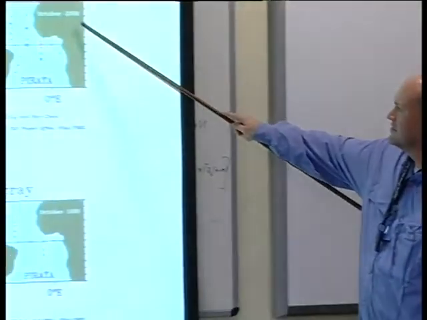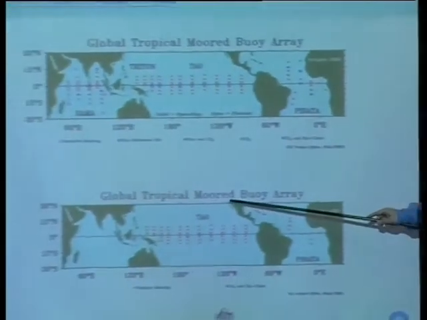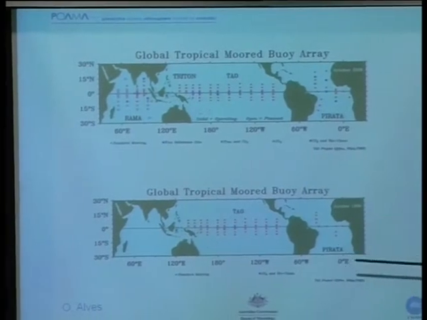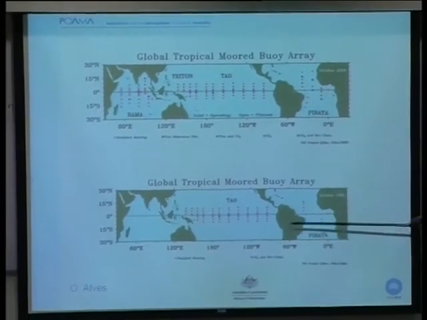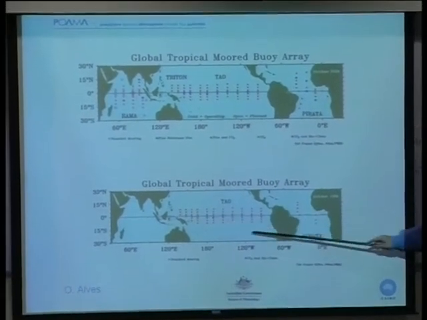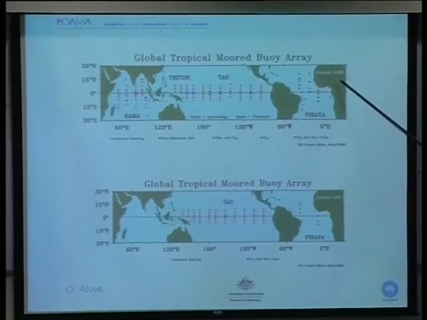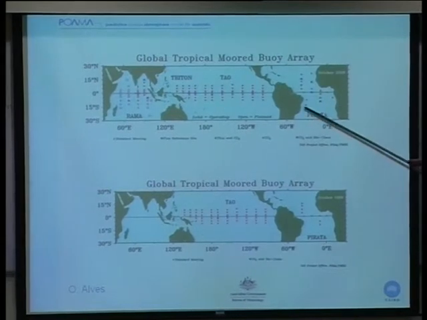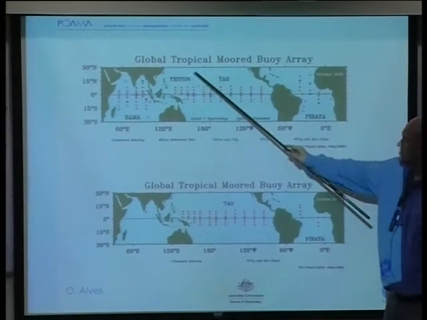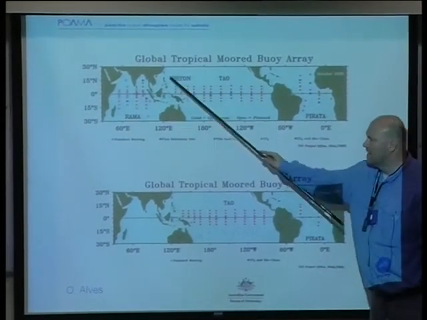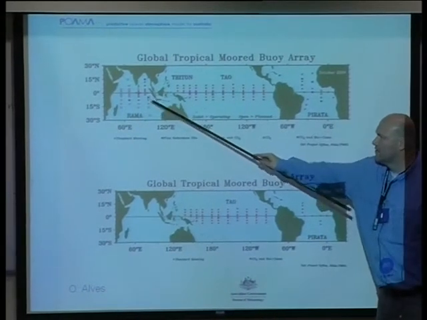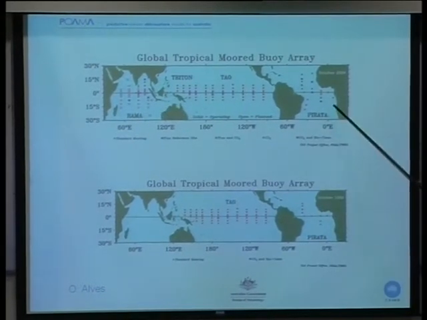Okay, so here's what these arrays look like. This was in 1999. This is in 2008. So this is all of them along the equator. Of course, in 1999, you had nothing in the Indian Ocean. Here's the Tau. Here's the beginnings of Parada. And then 10 years later, you move in, they establish the Triton part of the array. And this is kind of plans for where they're going with the Rama. And here's Parada. They've added some.